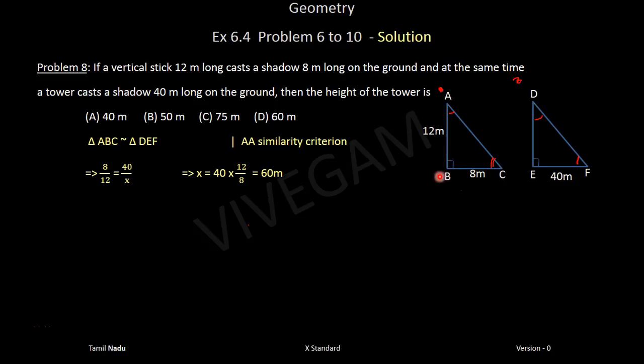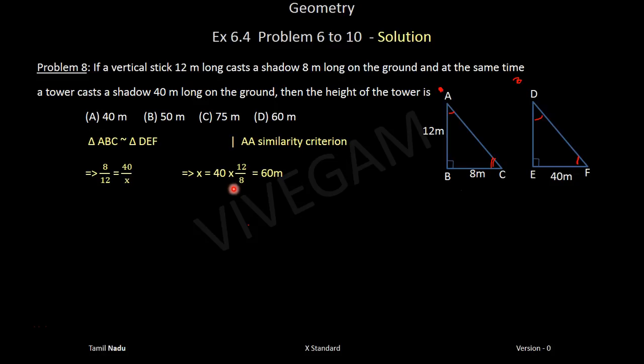Then the ratio of the corresponding sides will be equal. What is the corresponding side? The vertical side. So 12 by DE will be equal to BC by EF. Substituting the numbers, 8 by 12, that is horizontal by vertical, will be 40 by DE, and let DE be X. Now cross multiply. X will be 40 into 12 divided by 8, and on cancellation this gets you 60 meters.